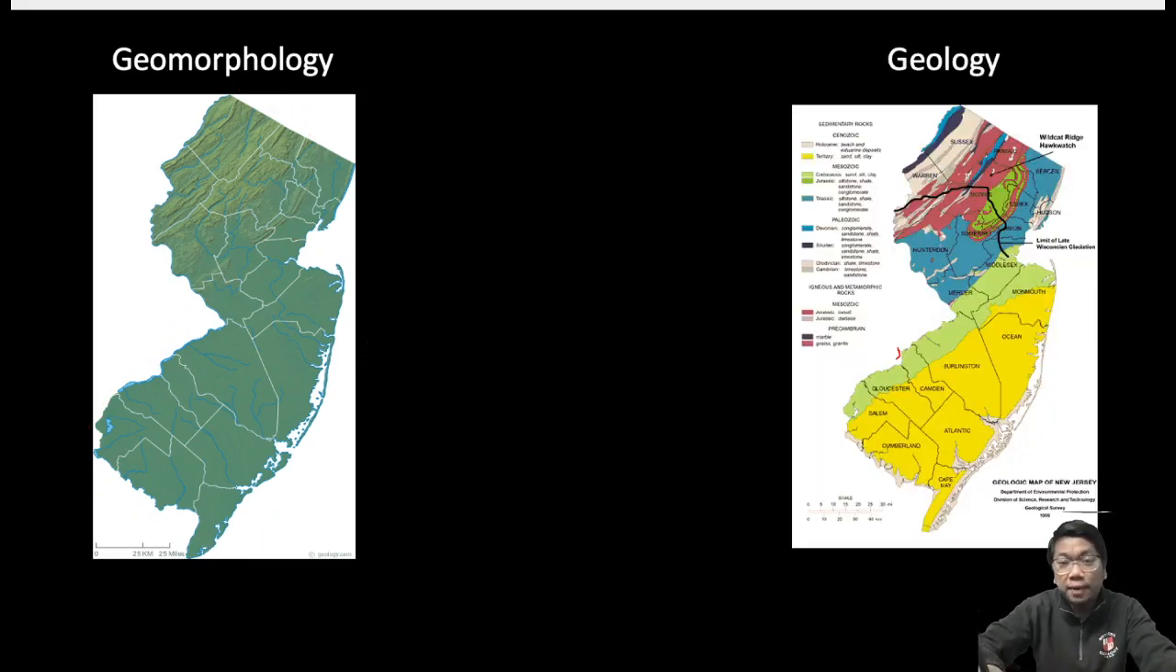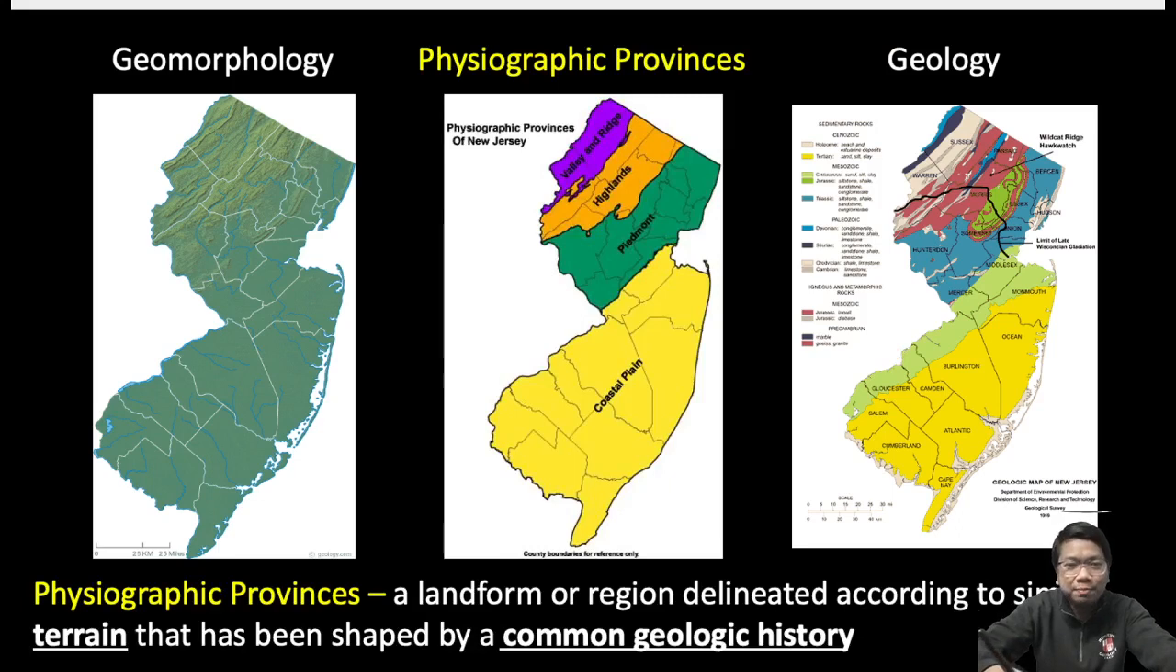All right, so if we take the geomorphological information from the state and combine that with the geologic information that we have in our state, we can create a new map, which is called the physiographic provinces. This is the definition of physiographic provinces: a landform or a region delineated according to similar terrain.